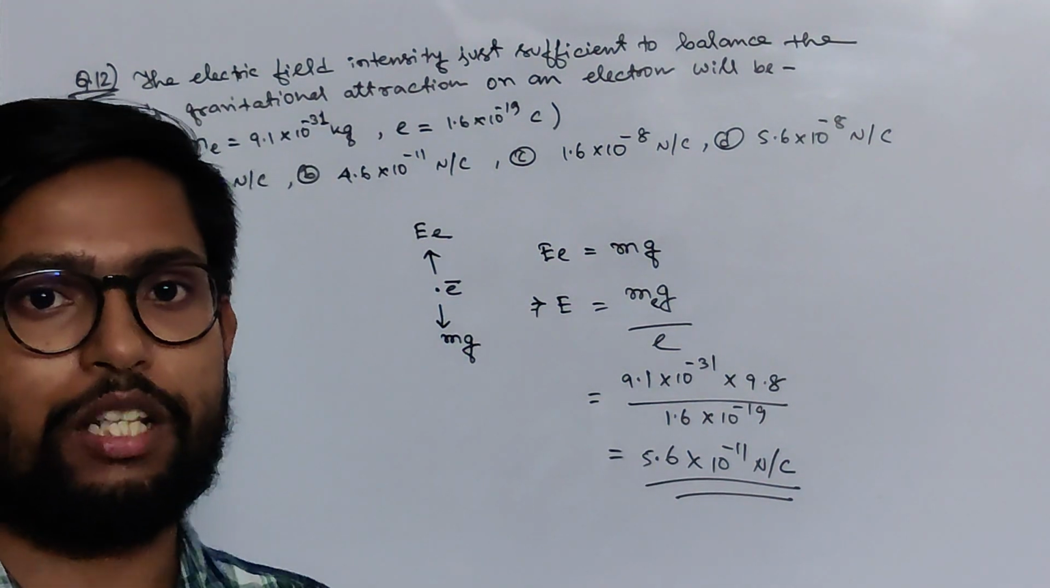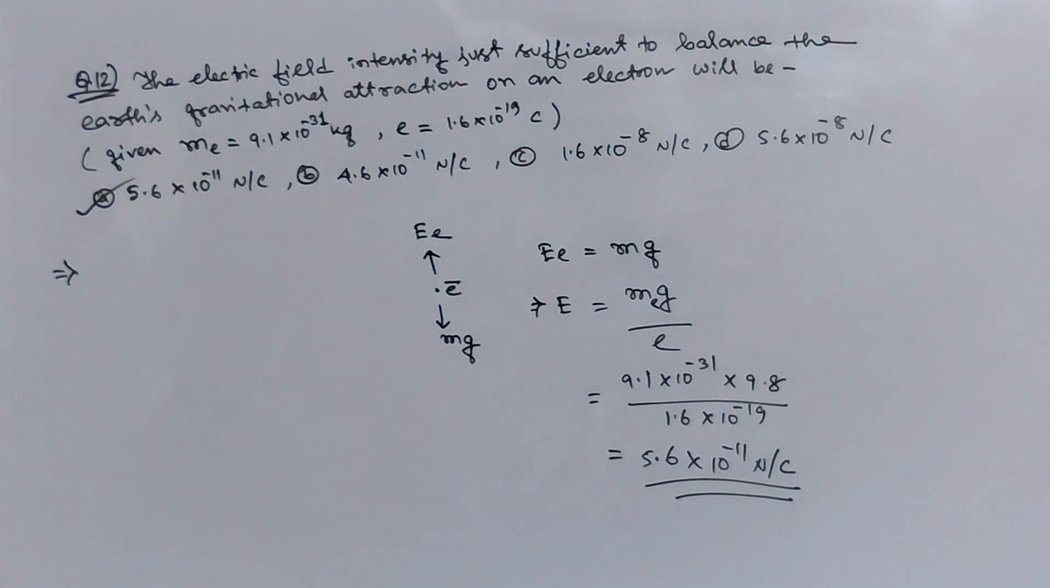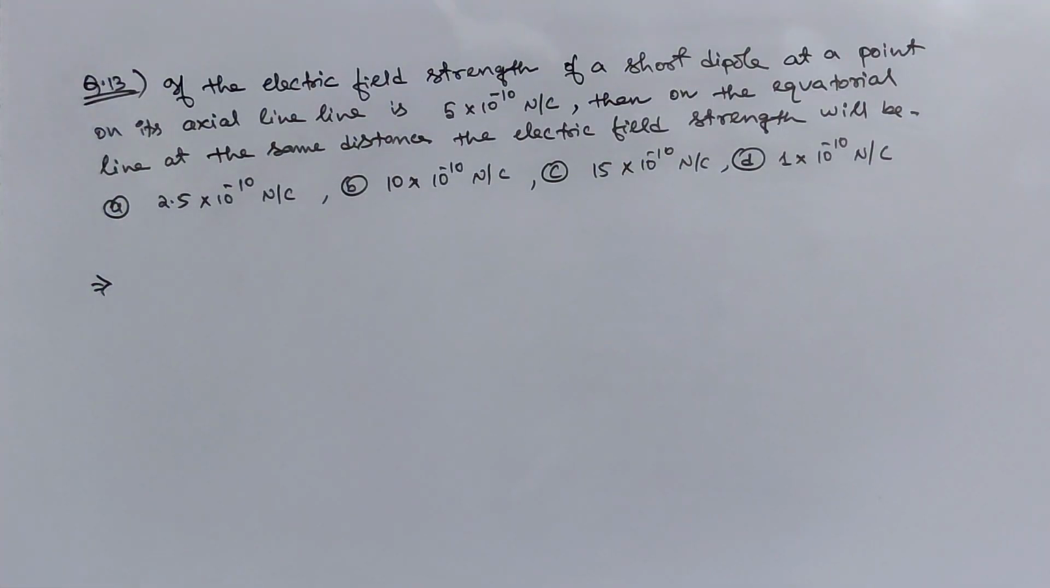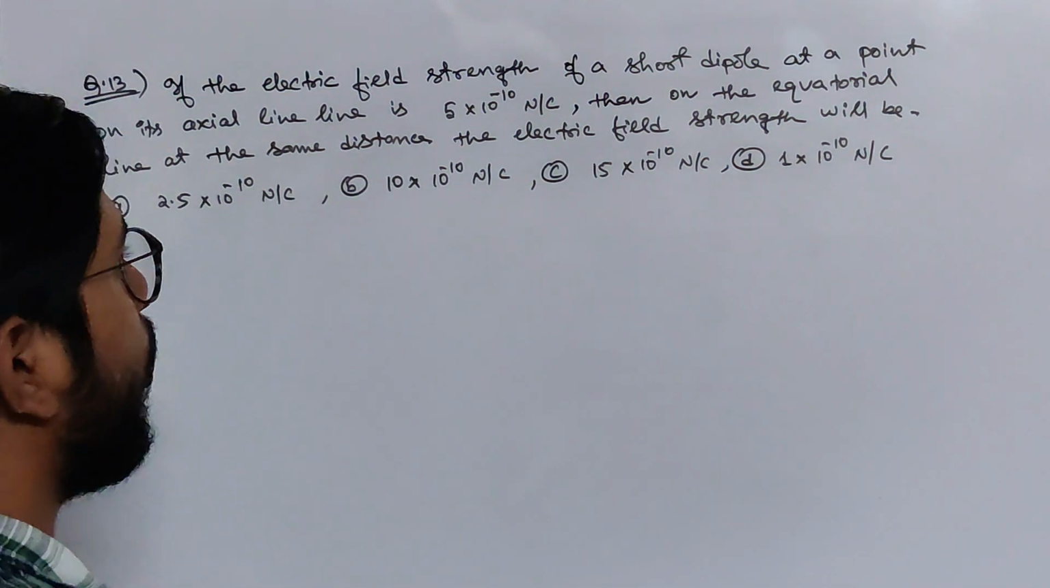Okay, let's move to the next question. Question number 13 is: if the electric field strength of a short dipole at a point on its axial line is 5 × 10^-10 Newton per Coulomb, then on the equatorial line at the same distance, the electric field strength will be, out of these 4 options, which one is correct? You have to choose.